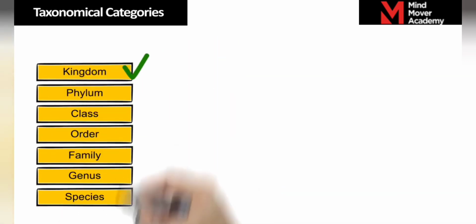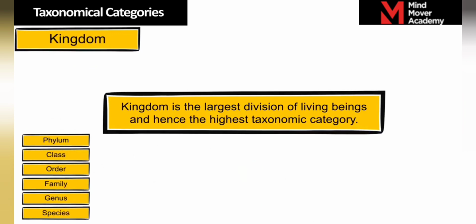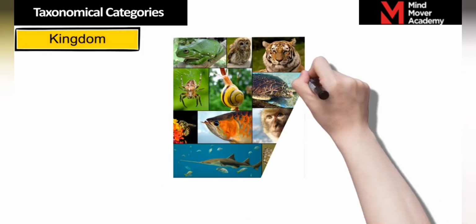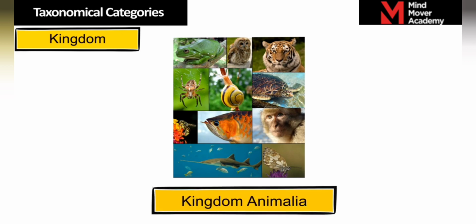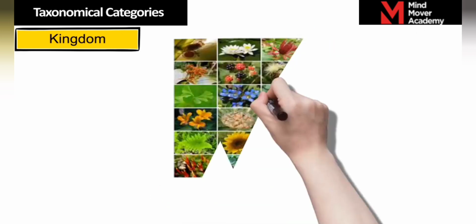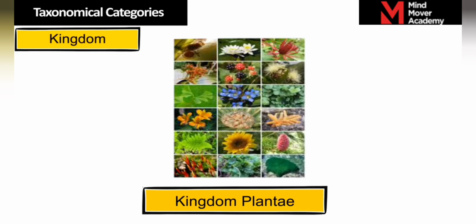Now let's talk about the kingdom. So it is the largest division of living beings and hence the highest taxonomic category. All animals belonging to various phyla are assigned to the highest category called kingdom Animalia. Similarly, kingdom Plantae comprises all the plants from various divisions.